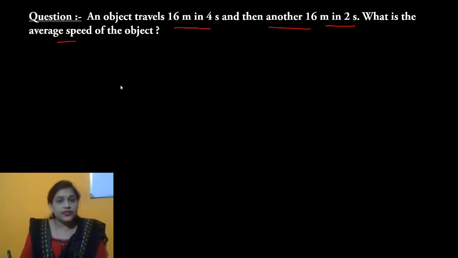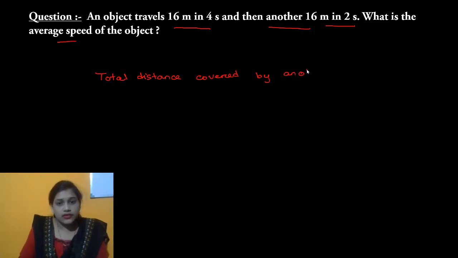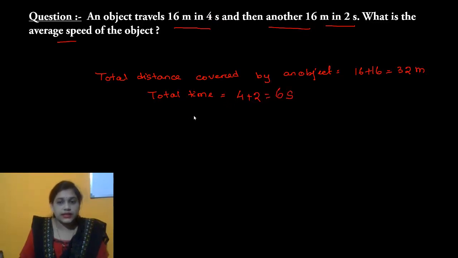So here you have to find the total distance and the total time. The total distance covered by the object is how much? 16 plus 16, that is 32 meters. And then total time: the first is 4 seconds, another is 2 seconds. So 4 plus 2, 6 seconds.